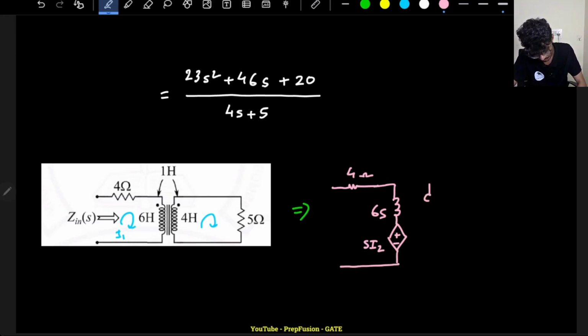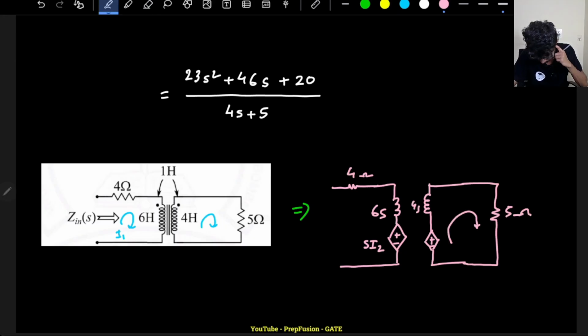And here as well the same thing. This kind of question we have already done, not exactly in chapter 1, but we have done something like this. So this is 4S and this will be my 5 ohm. Again the direction of the current is somewhat like this.